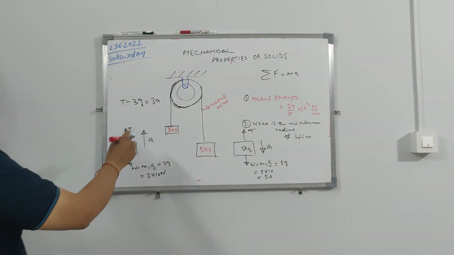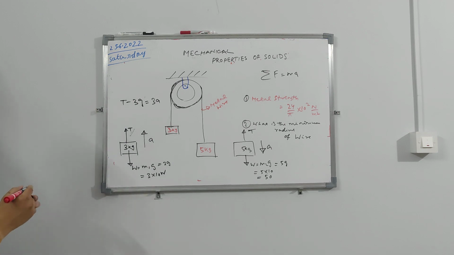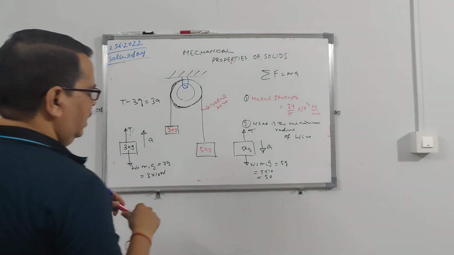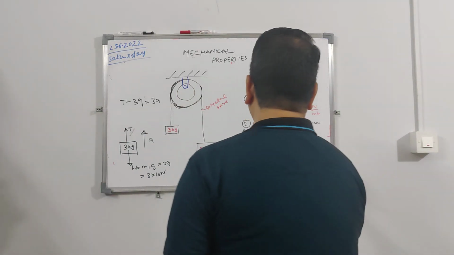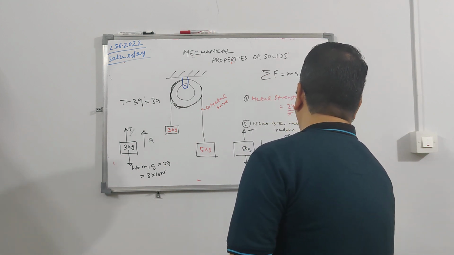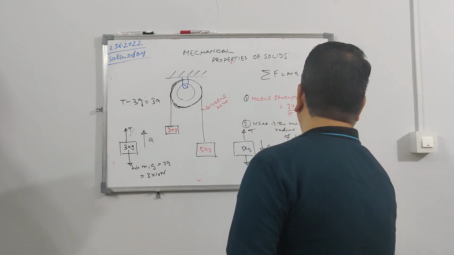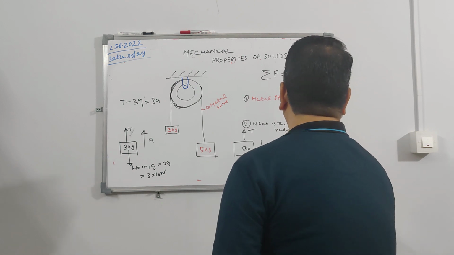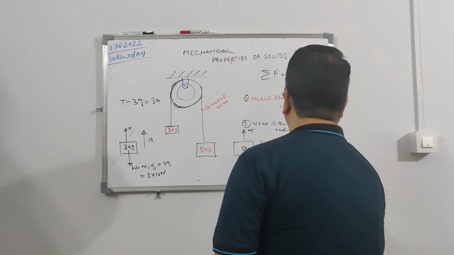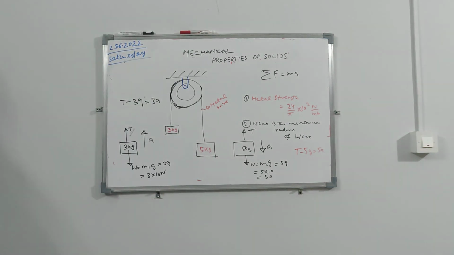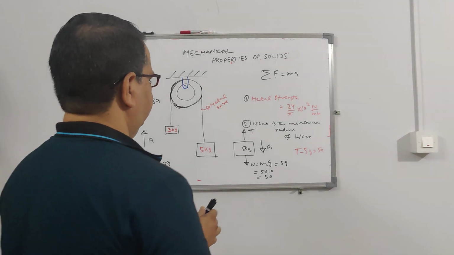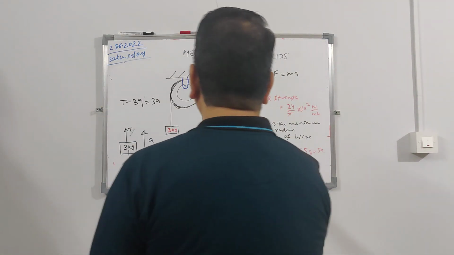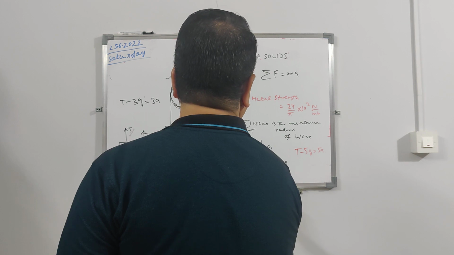Similarly, if you draw the free body diagram of the other mass, 5g minus T is equal to 5a. So now, this is T minus 5g.